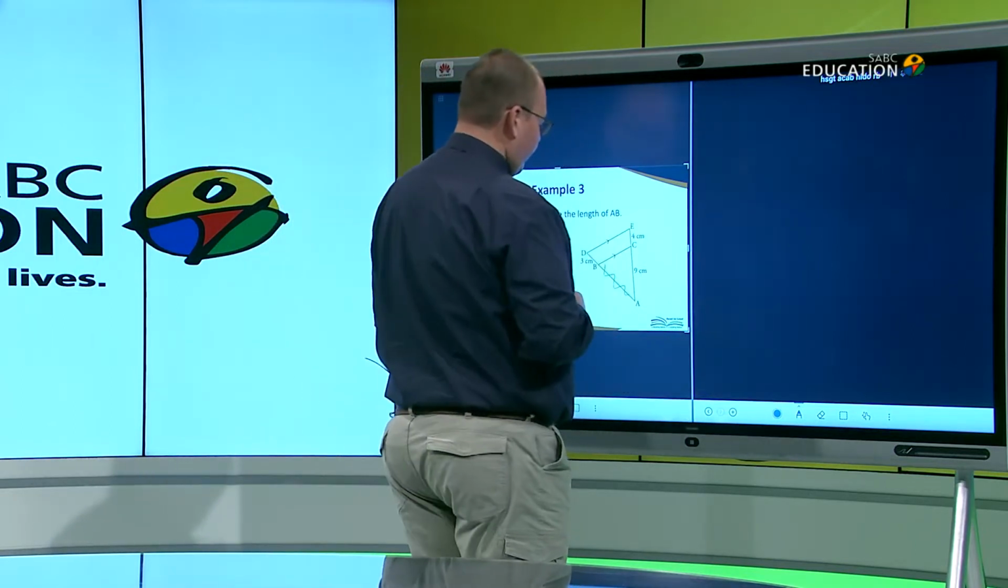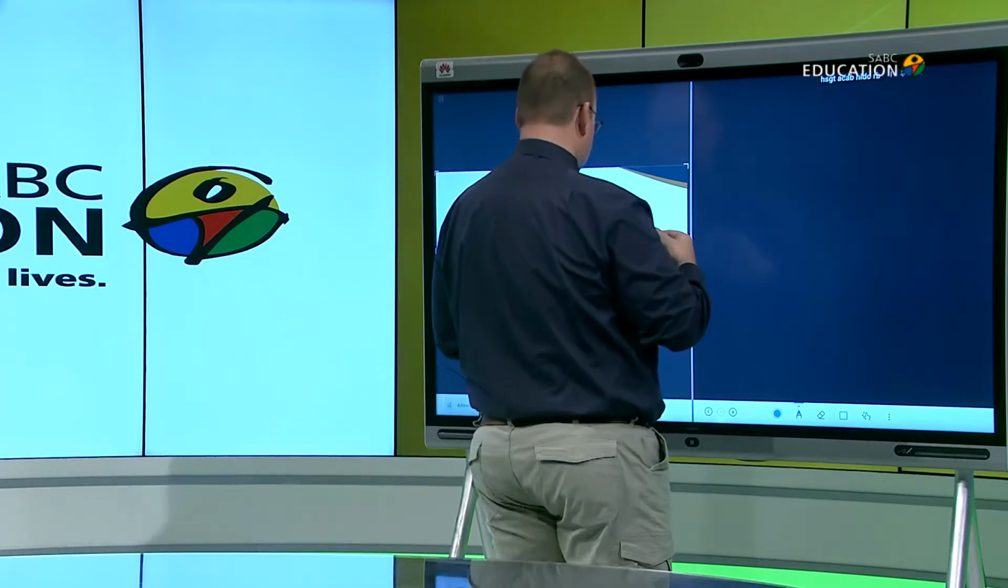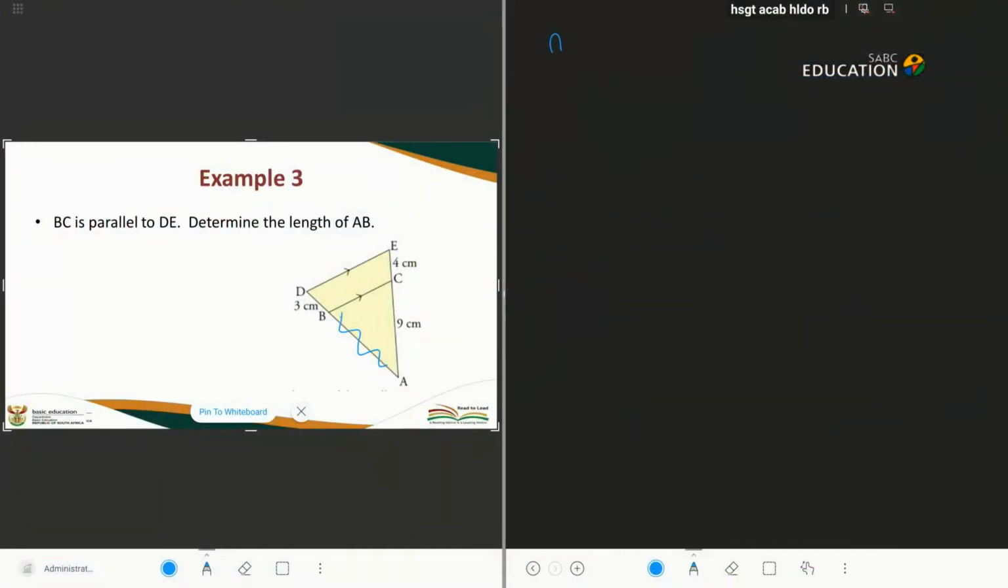So if we write this up now, always start at the numerator with the side that you need to determine. So I'm going to say that AB divided by BD will be equal to AC divided by EC. And now again, your reason is very, very important. So please write there: proportionality theorem. All right, please don't forget your reasons.